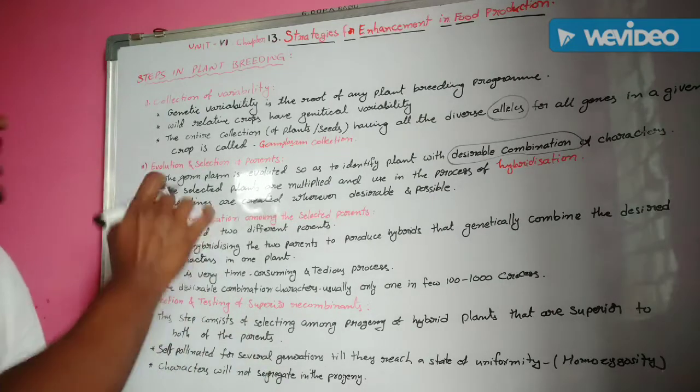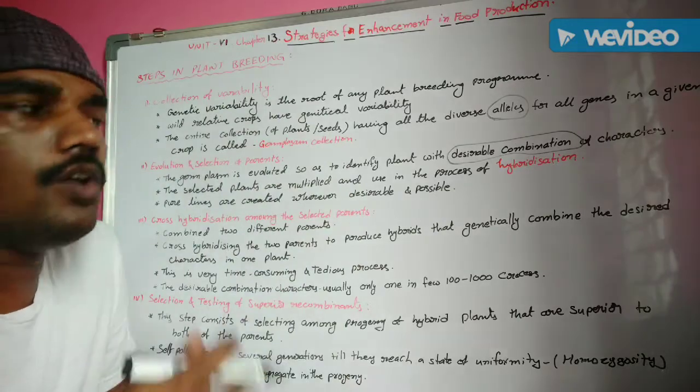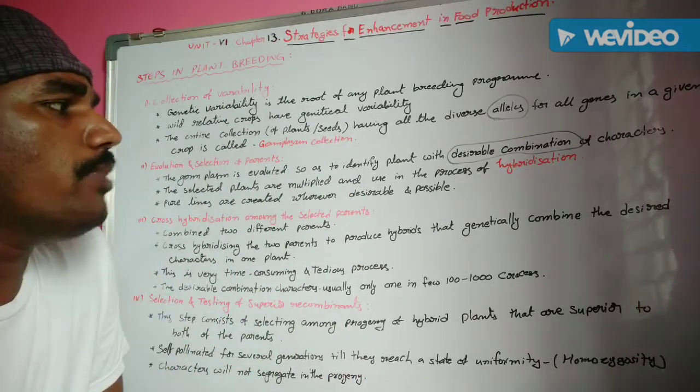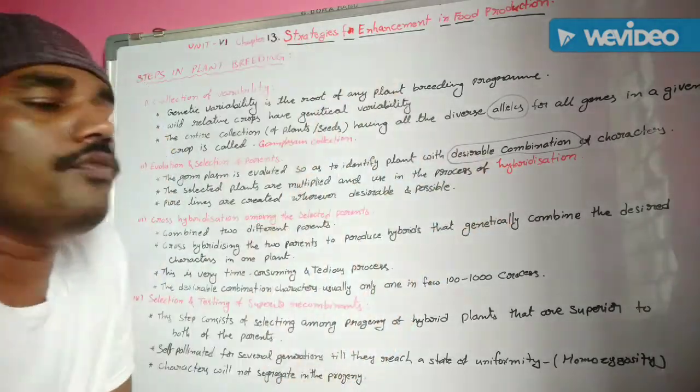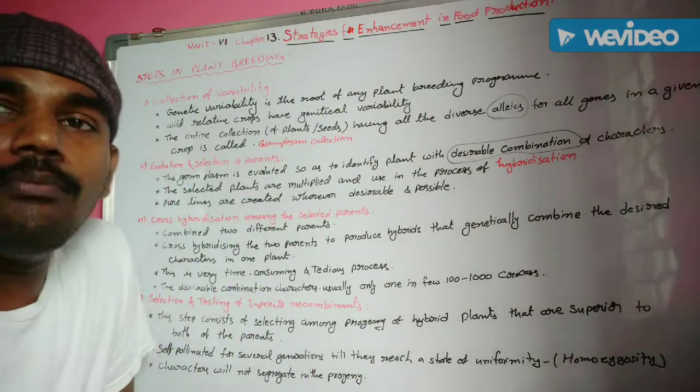The next one: the selected plants are multiplied. Multiplied and used in one of the important processes in this step. That is hybridization.